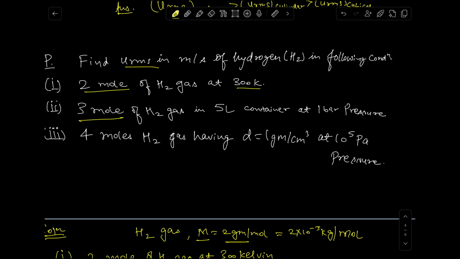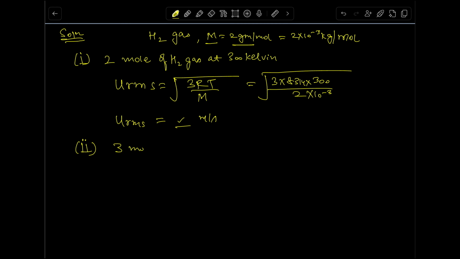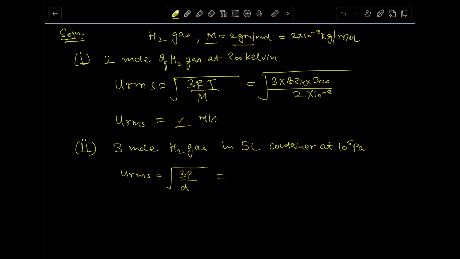3 mole of hydrogen gas in 5 liter container at 1 bar pressure. 1 bar we know it is 10 raised to power 5 Pascal, we discussed earlier. So we can write 3 mole hydrogen gas in 5 liter container at 10 raised to power 5 Pascal pressure. So here a different expression will be used for uRMS, which is under root of 3P divided by d. Pressure here is 10 raised to power 5 divided by density. Density here will be mass divided by volume, we know. So mass provided here will be moles multiplied by molar mass. So moles here is 3, molar mass is 2 gram per mole, and divided by 5.